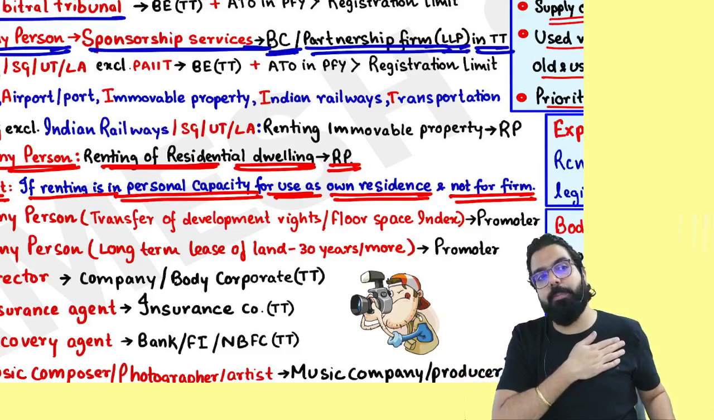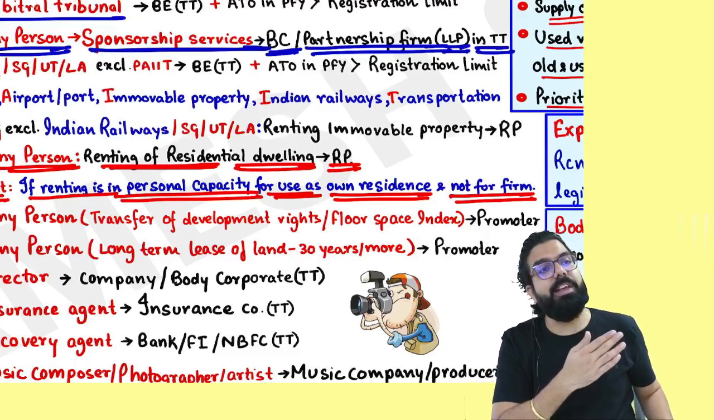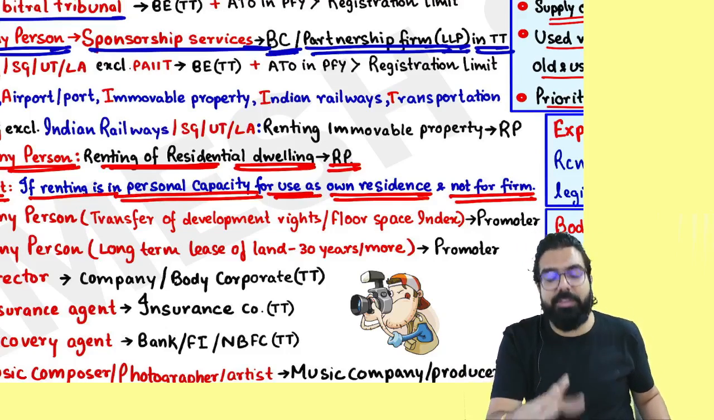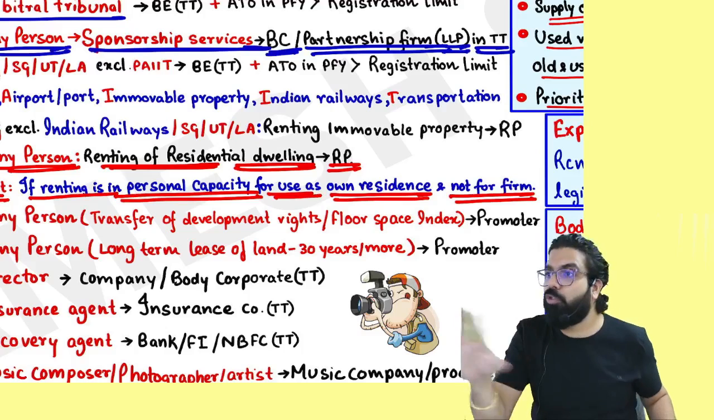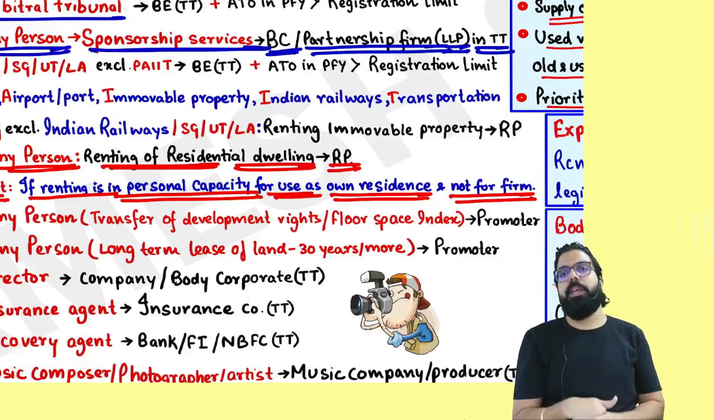What if I am an unregistered person? Exempted. If I am a registered person, but the property was taken on rent in personal capacity, it is not shown as my business expense, then tell no, then also it will be exempted. Can we go ahead, everyone?